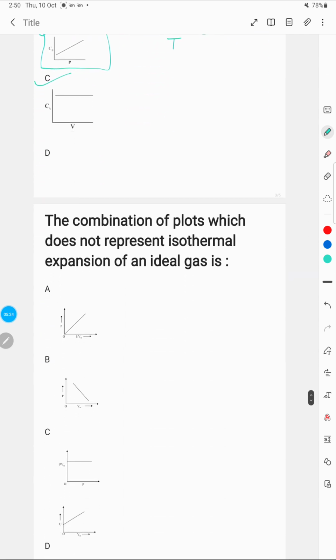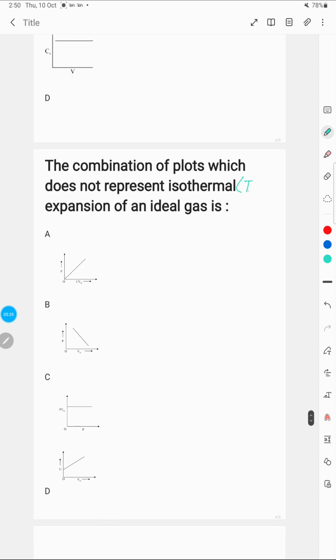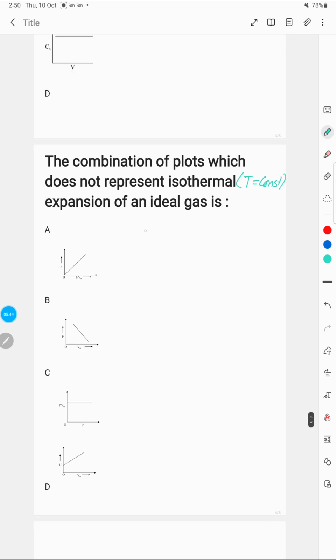Next, the combination of plots which does not represent isothermal expansion. Okay, first of all, isothermal means temperature is constant. For an ideal gas, if temperature is constant, we can say that PV is equal to constant. That means the value of the product of P and V is constant.